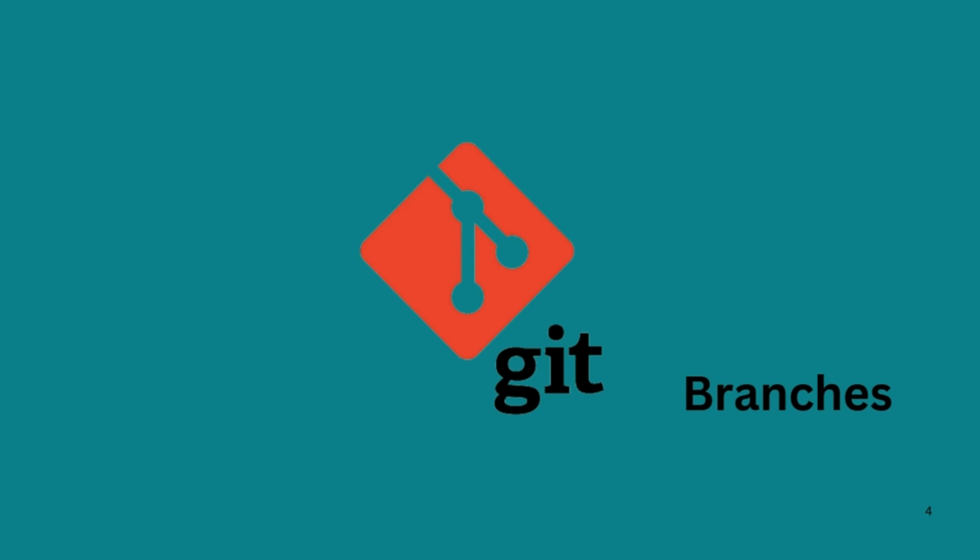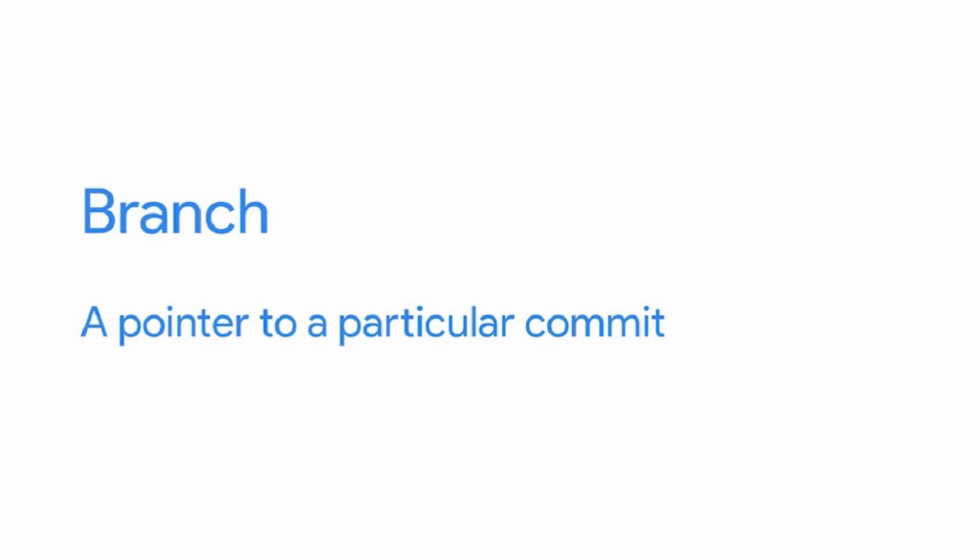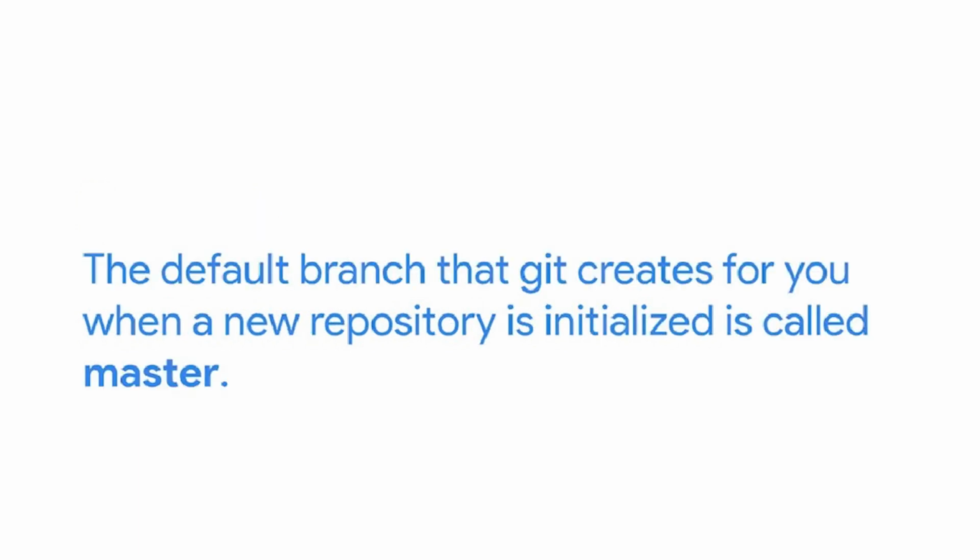So what is a branch? What is it used for? In Git, a branch at the most basic level is just a pointer to a particular commit. But more importantly, it represents an independent line of development in a project, of which the commit it points to is the latest link in a chain of developing history. The default branch that Git creates for you when a new repository is initialized is called master. All of our examples and development have taken place on this branch so far.